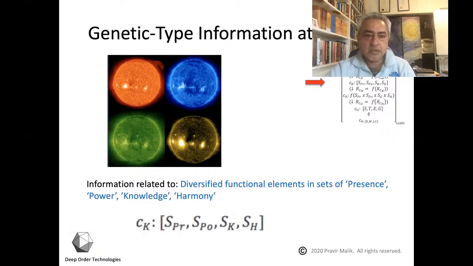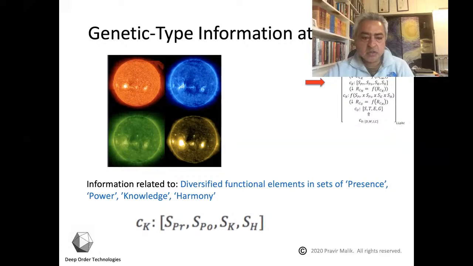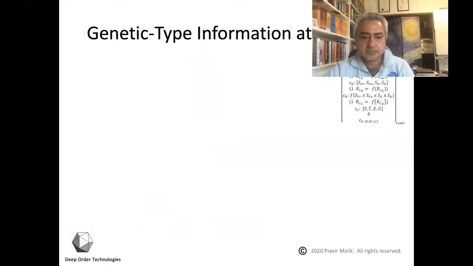And so when you depict the information that exists at this layer of reality, it's simply depicted as four sets, which each have up to infinite elements in them that are all related to the core anchor of that set, which is either presence, power, knowledge, or harmony.